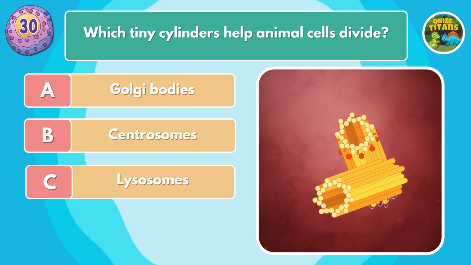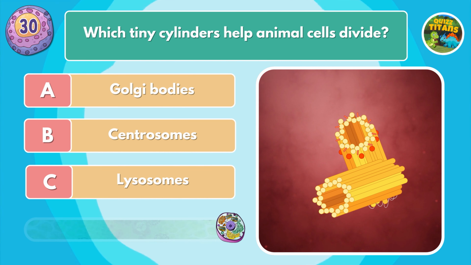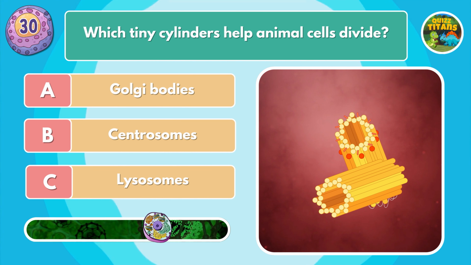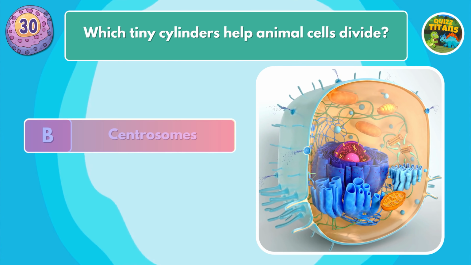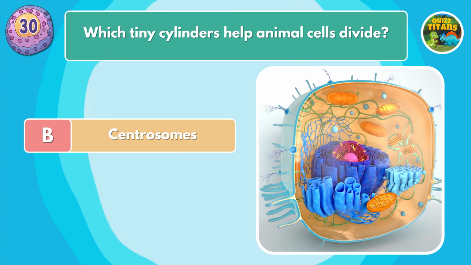Animal cells don't just split magically. Which tiny cylinders help animal cells divide? It's centrosomes, also called centrioles.